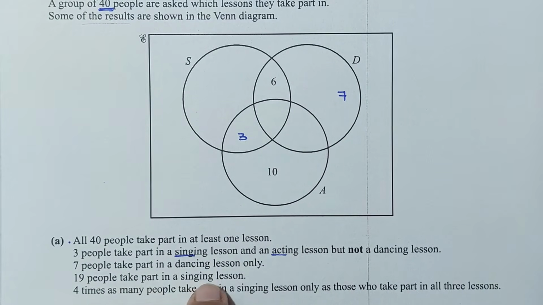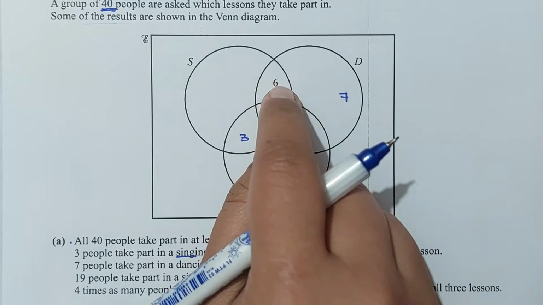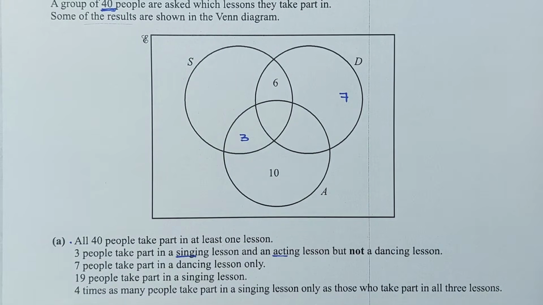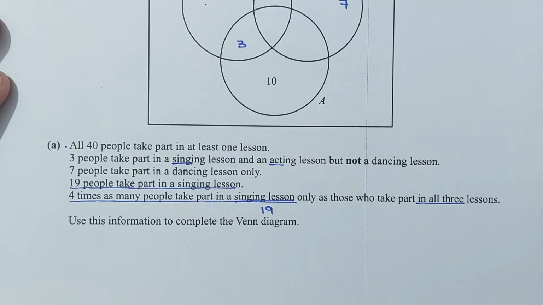19 people take part in the singing lesson. So the singing one should be 19. 6 plus 3, 6, 7, 8, 9, right? 9 plus 1, 10 makes 19. Okay, let's say that 10 is over here. But we have to find what is the number over here.